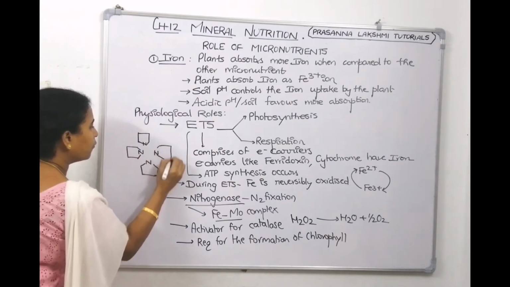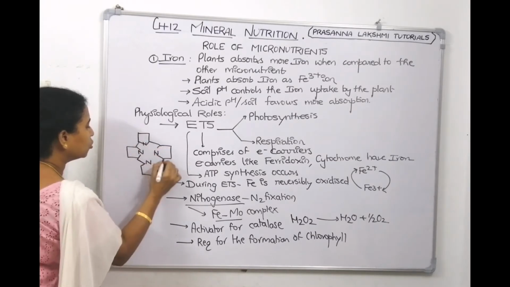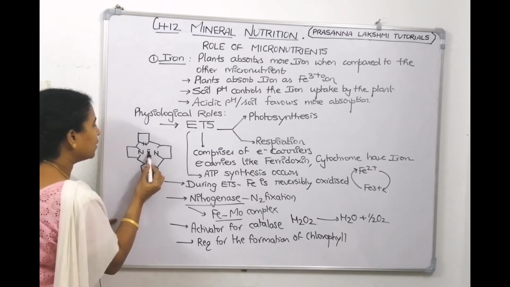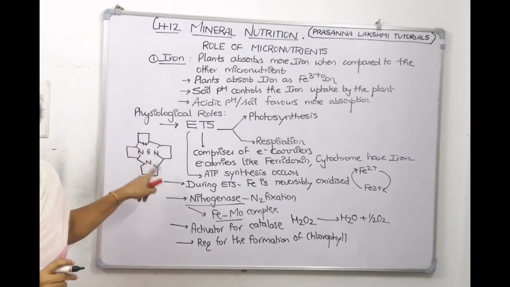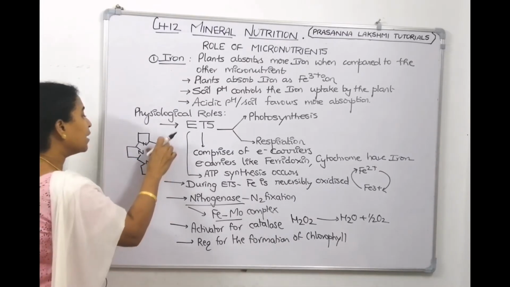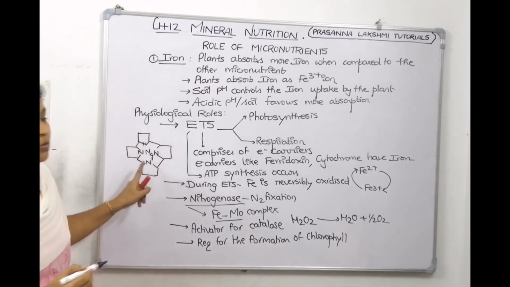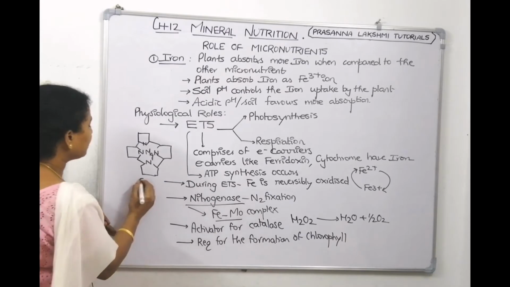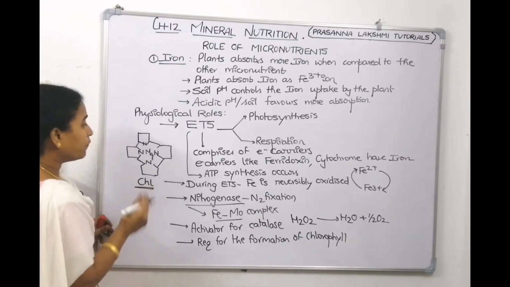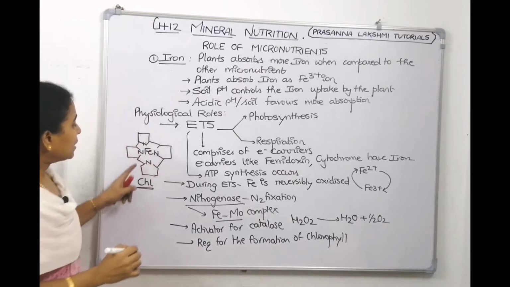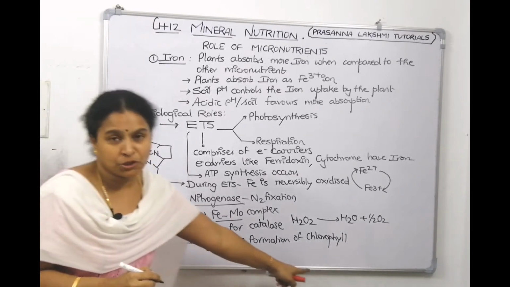It contains 4 rings. The 4 rings are joined in this manner. At the center, first iron will come. Then this iron goes out and magnesium comes. If magnesium comes, it is called chlorophyll. So first, who is there instead of magnesium? Iron is there. Means iron is required for formation of chlorophyll.